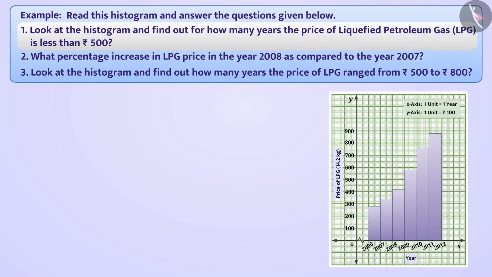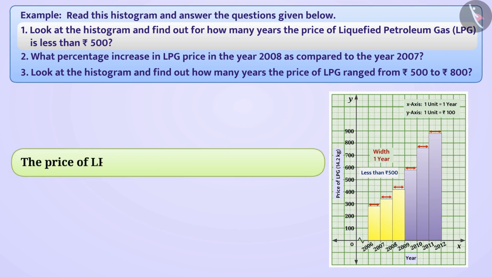Here we see that the price of liquefied petroleum gas is less than 500 rupees in the year intervals 2006 to 2007, 2007 to 2008, 2008 to 2009. Here, the width of each class is 1 year. Therefore, we can say that the price of LPG has been less than 500 rupees for 3 years.